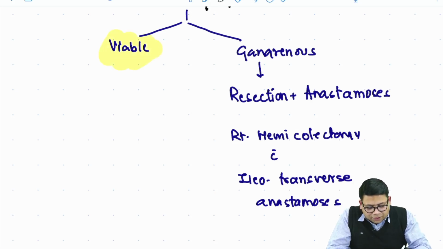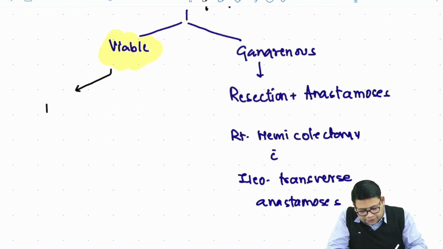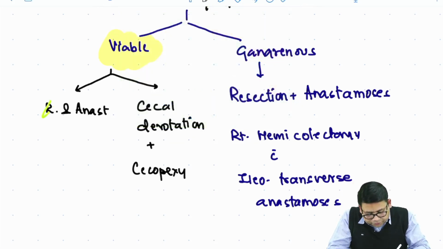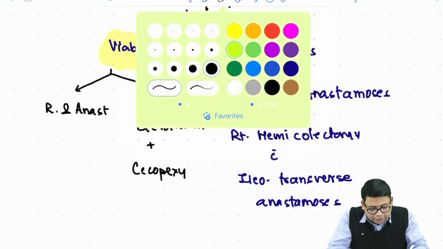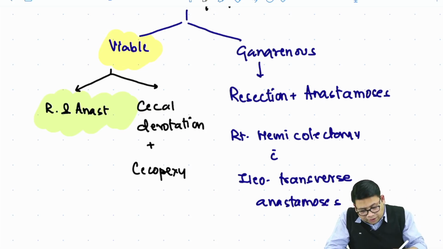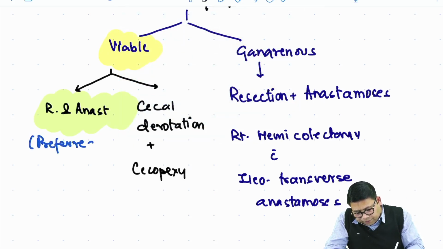So if the cecum is viable or healthy, you have two options. One option is resection and anastomosis. Another option is cecal derotation, and along with that cecopexy. If you ask me, sir, what is the option which is preferred, I would always say that it is the resection and anastomosis, which is always preferred in these patients, because the risk of recurrence is minimized.